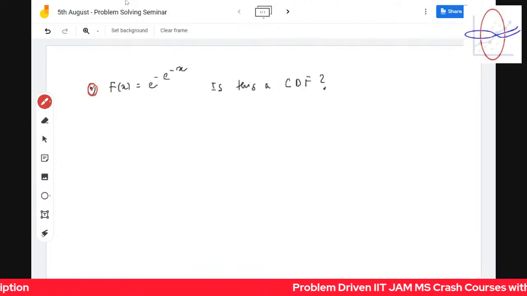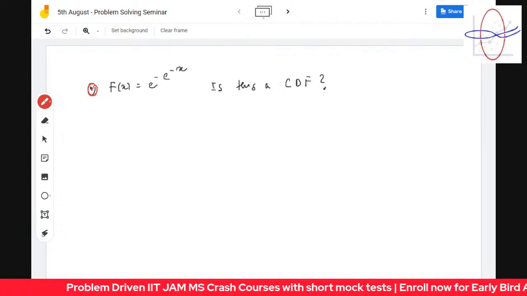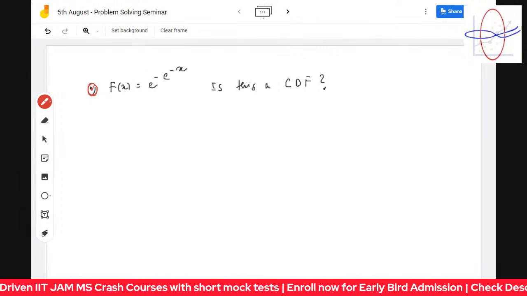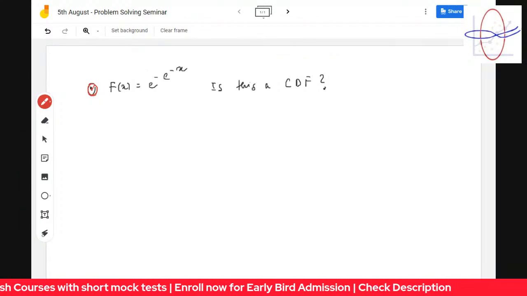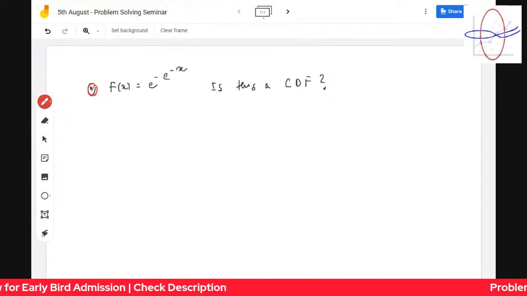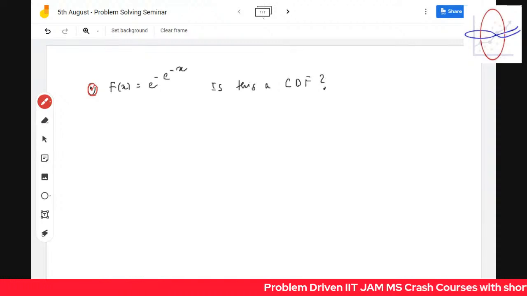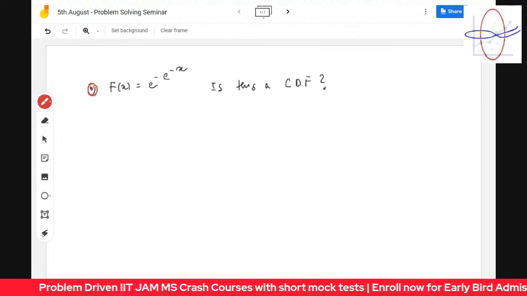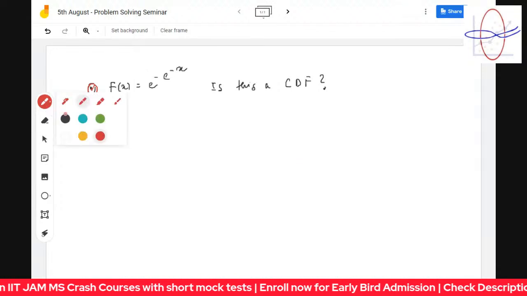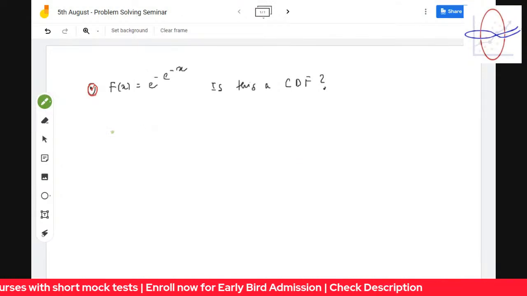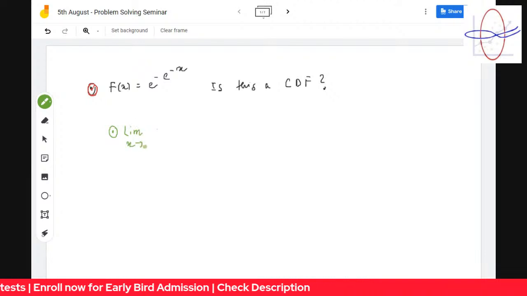We have to first state the criteria of a CDF and prove it. So what do you think, guys? What are the criteria we need to check for a CDF? Okay, so the first criterion is that the limit as x tends to infinity of F(x) equals 1. Let's check it out.